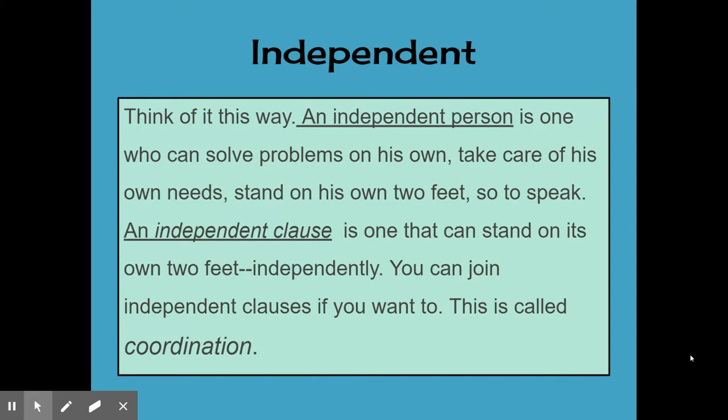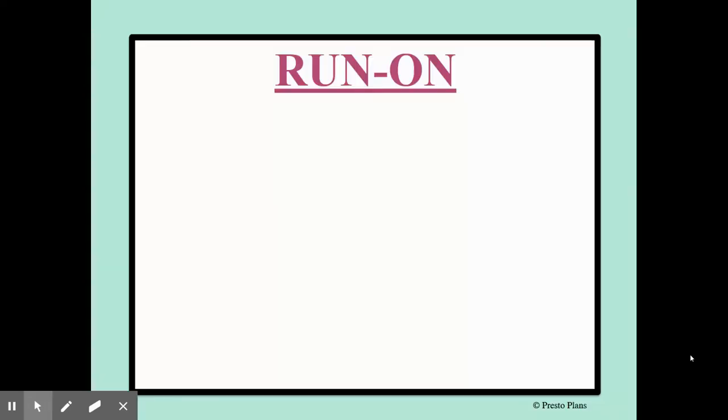Think of it this way. An independent person is one who can solve problems on his own, take care of his own needs, stand on his own 2 feet. An independent clause is one that can stand on its own 2 feet too. You can join independent clauses if you want to. This is called coordination. Let's talk about run-ons.